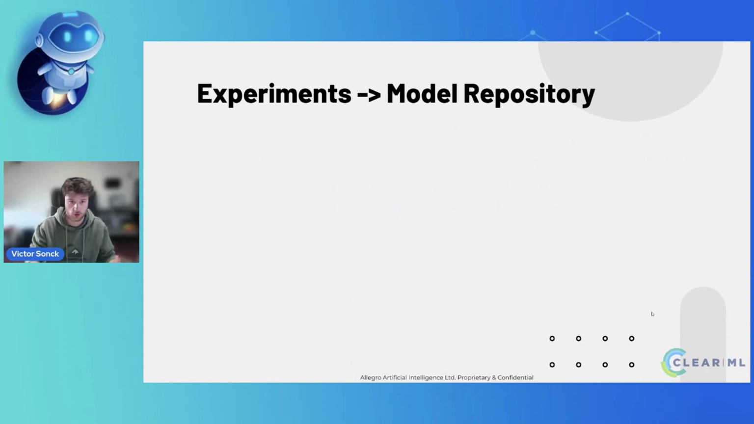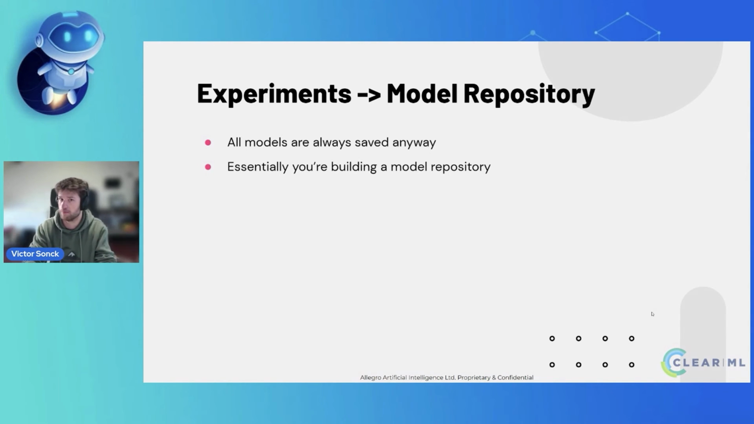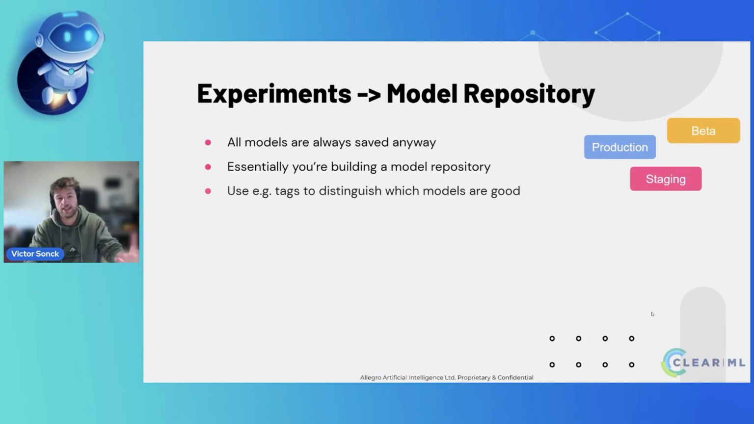The idea is all models are always saved anyway. So every time I run my training, my models are saved. And so I am essentially building a model repository, because I have a list of all my runs. I also have a list of all my weight files, right? And then I can, for example, use tags to distinguish which of my models are good and which are not good.